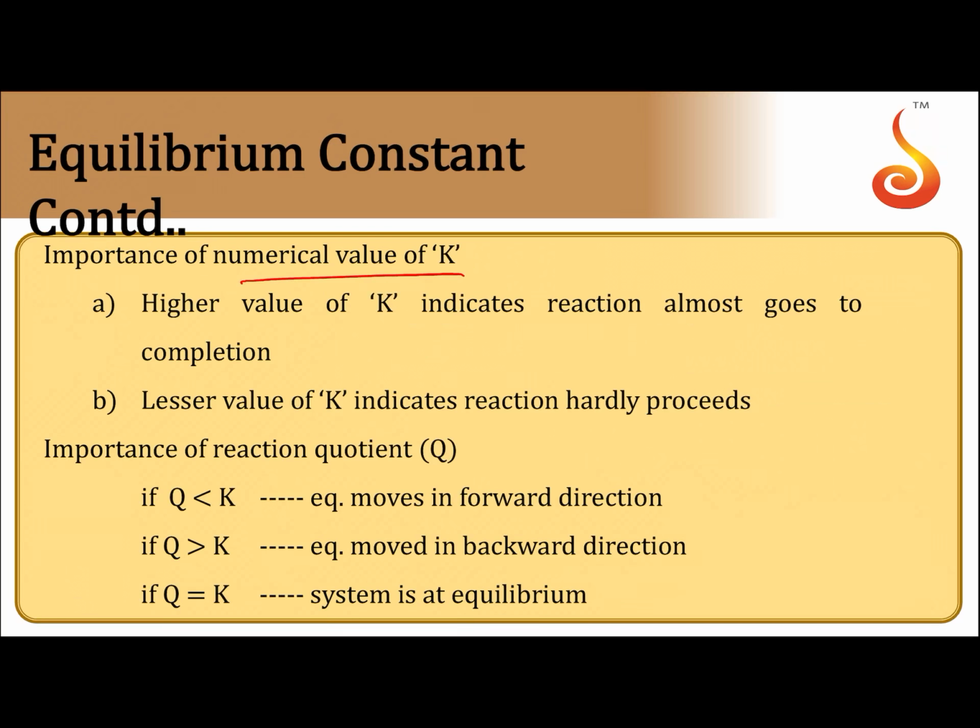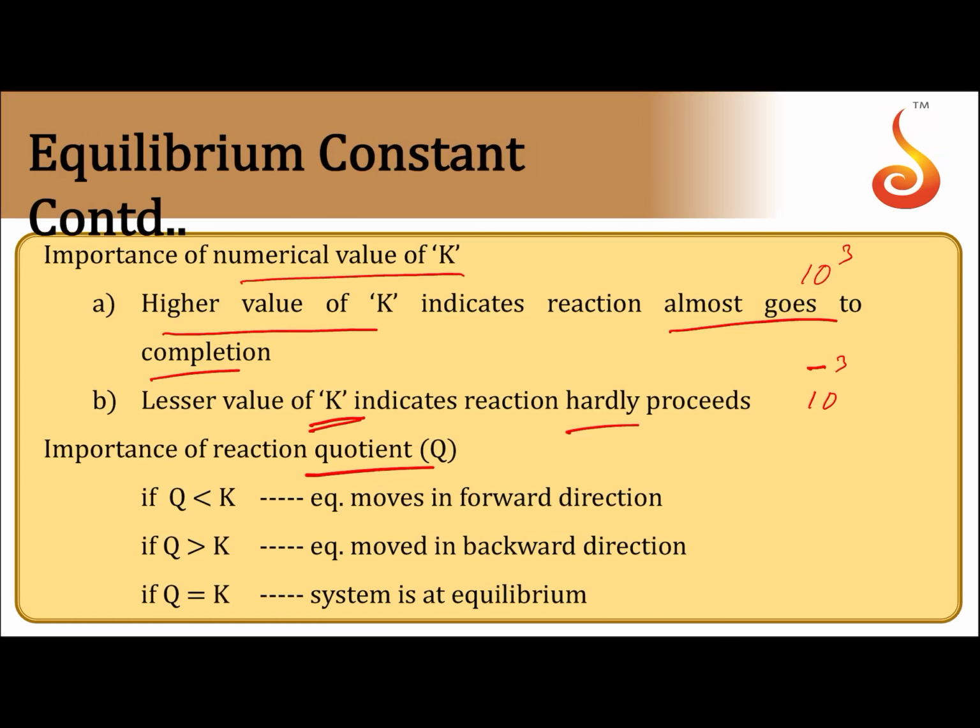One more point: the importance of the numerical value of K. A higher value of K indicates the reaction almost all goes to completion. Say for example the value is very high, something like 10 to the power of 3. It says the reaction almost all goes to completion, with 10 to the power of 3 times the products, meaning the reaction goes in the forward direction. A very much lesser value of K, suppose 10 to the power of minus 3, says the reaction hardly proceeds. So the numerical value also gives the nature of the reaction for us.